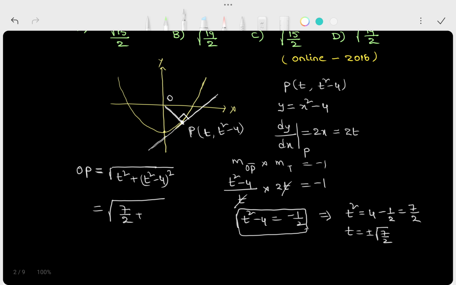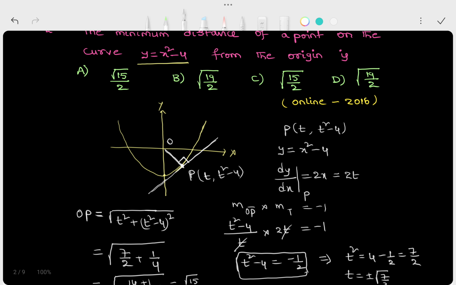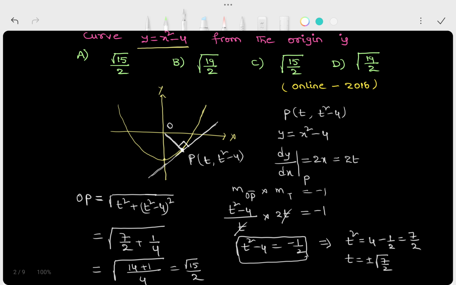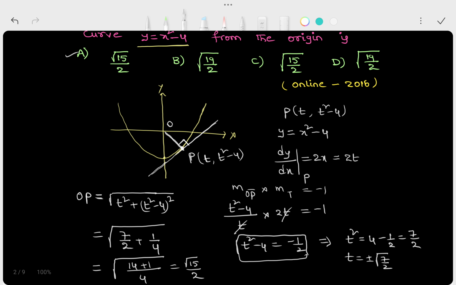So minus 1 by 2 whole square will be equal to 1 by 4. Now you take that LCM. This LCM will be equal to 4. This value will be 14 plus 1, that is equal to root 15 by 2. So what is that? The minimum distance of a point on the curve from the origin will be root 15 by 2 is the answer. So your right answer is what? A is the right answer.